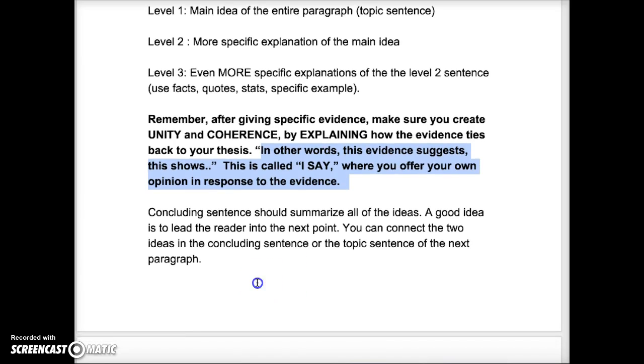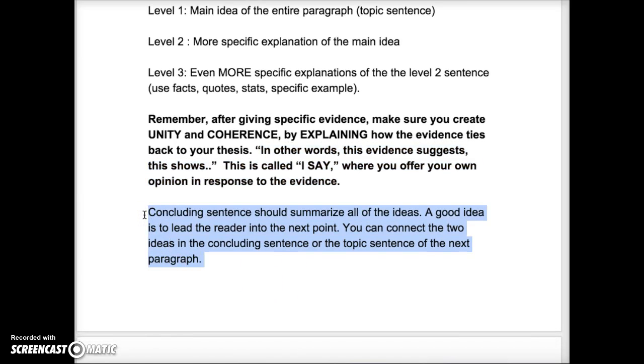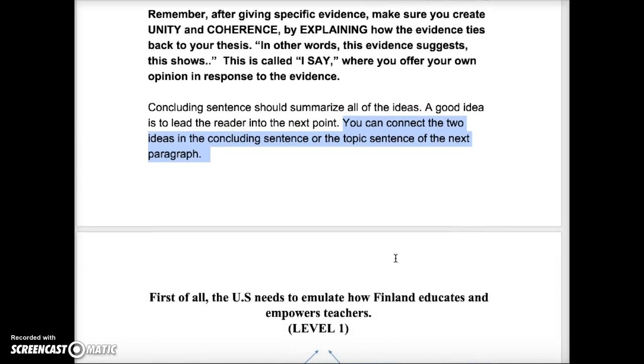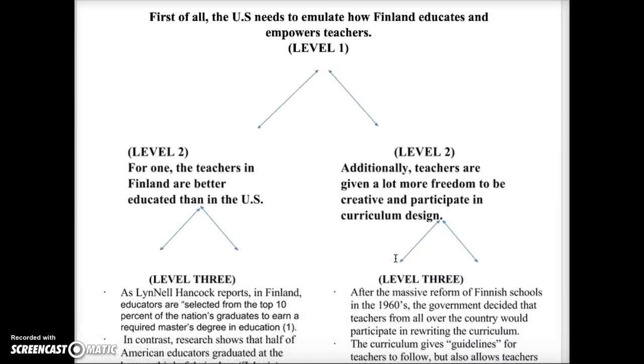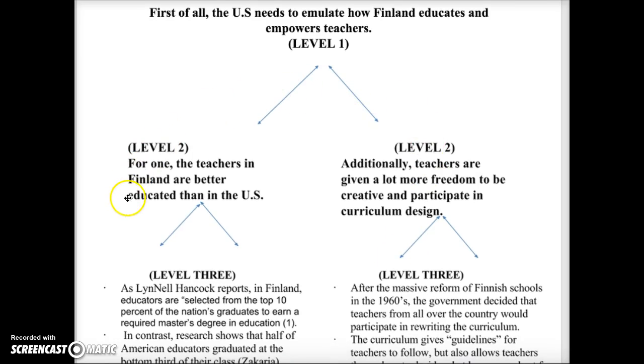Finally, you need your concluding sentence, and this should summarize all of the ideas of the paragraph. And one thing I really like to do in my concluding sentences is lead the reader into the next point. So I connect the ideas from my body paragraph to the topic sentence of the next paragraph. And I'll show you guys how to do that later on as well. So let's take a look at how these different levels of specificity will come together in an essay or in a body paragraph.